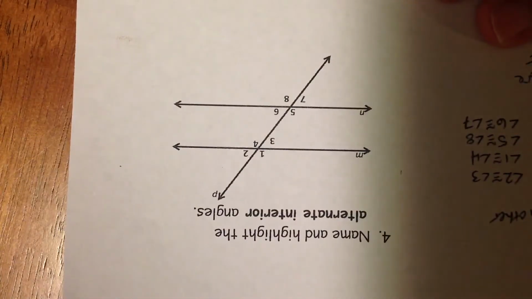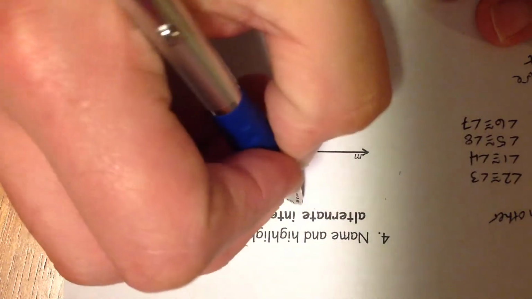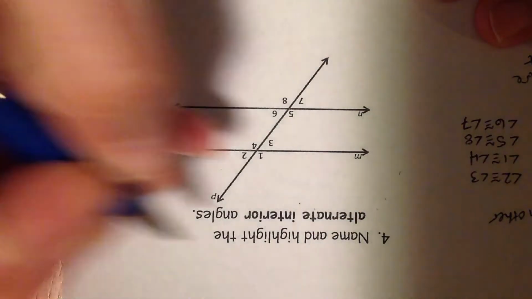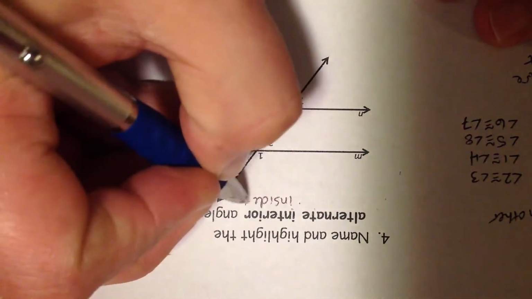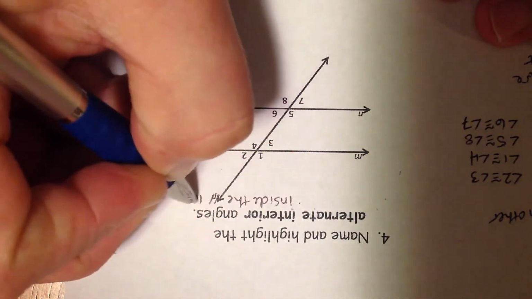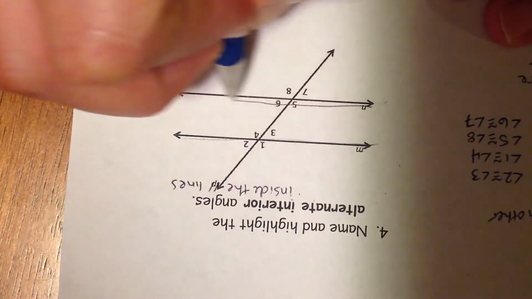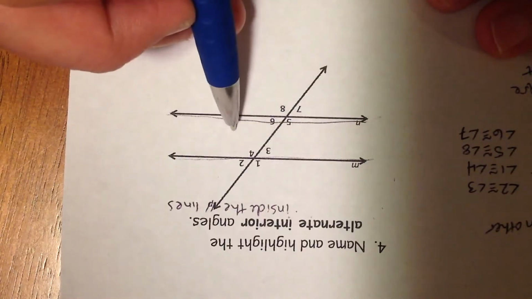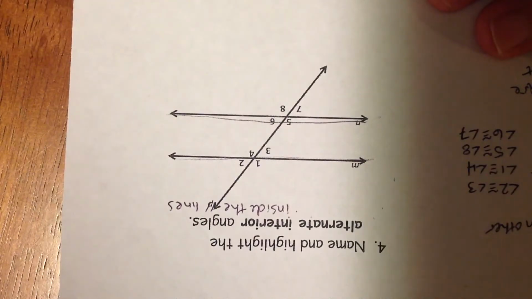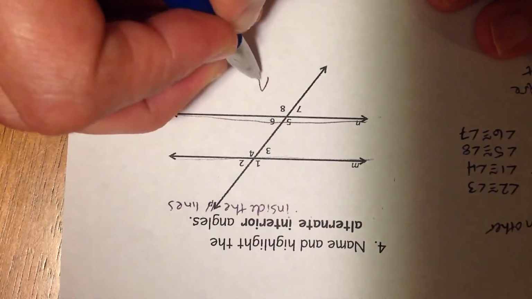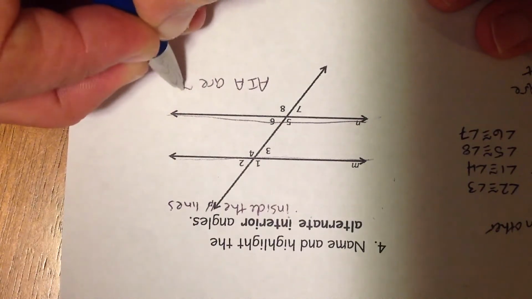Next up we have alternate interior angles. Now remember, alternate means if you're alternating turns, that means going back and forth. Those are on opposite sides of the line. And interior means inside, so inside the parallel lines. So the ones that qualify for interior are 3, 4, 5, and 6. And again, they have to be alternate interior. And I will tell you that alternate interior angles, or AIA, are congruent.